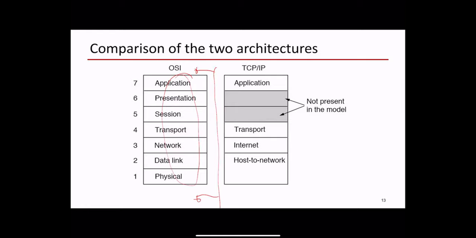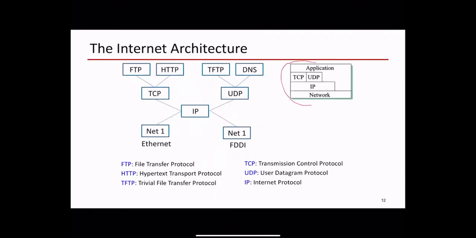Then as the internet advanced over time, we learned that TCP/IP is more efficient and more practical. The presentation and session protocols are not that necessary, so TCP/IP, the internet protocol, skips those and focuses on application, transport, and internet host-to-host. This is today's internet architecture. If you're using the internet or developing any application, you are strictly following this model. Is it clarified?